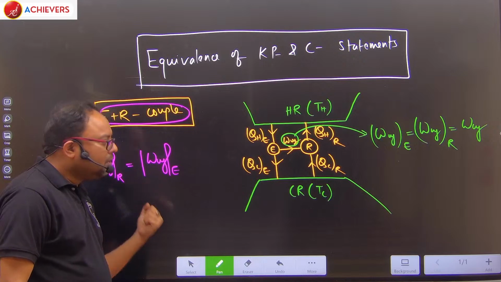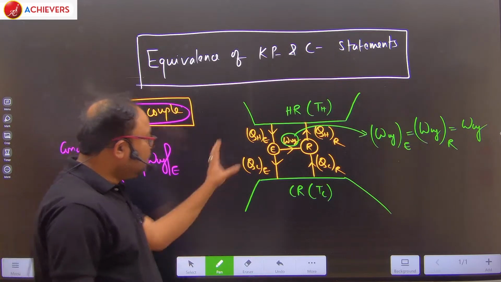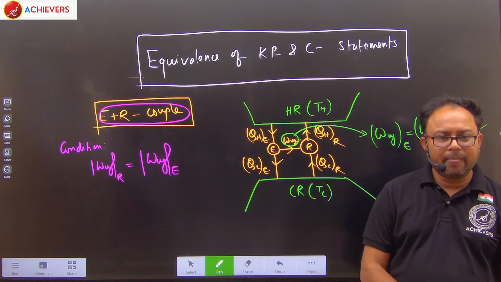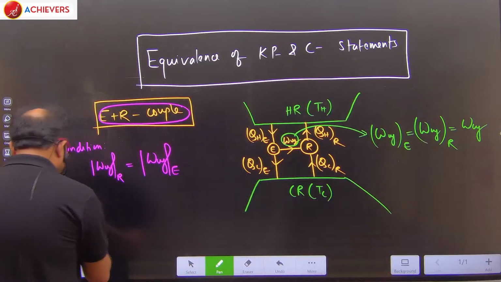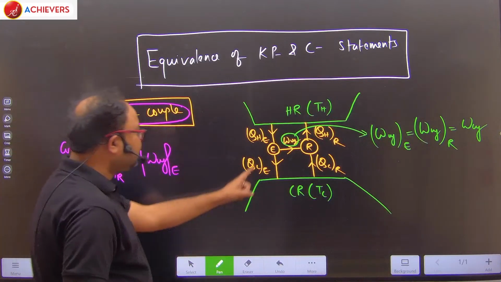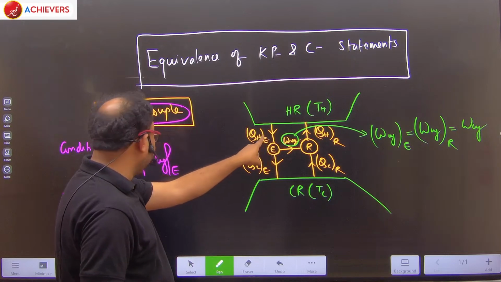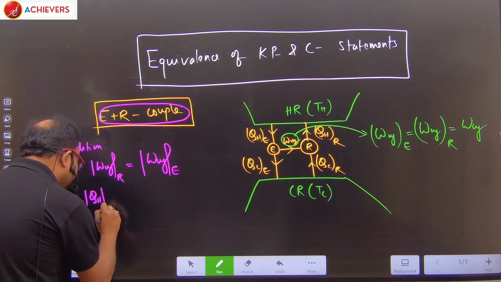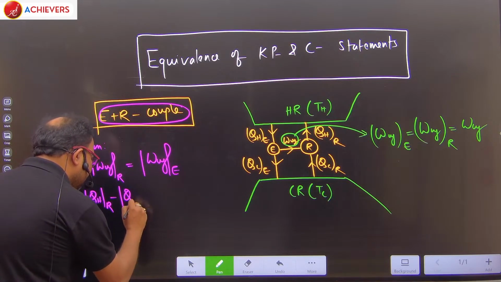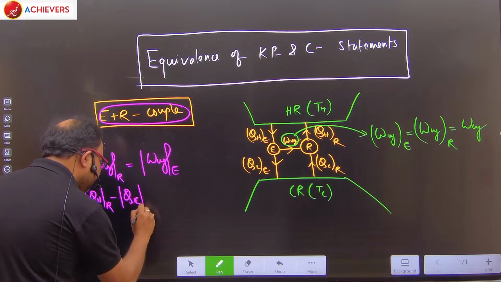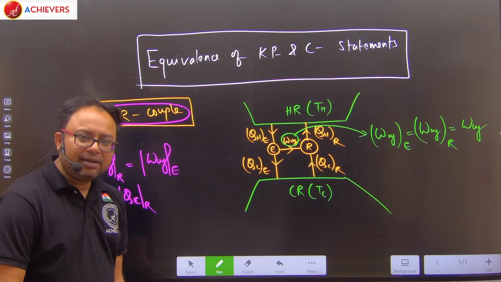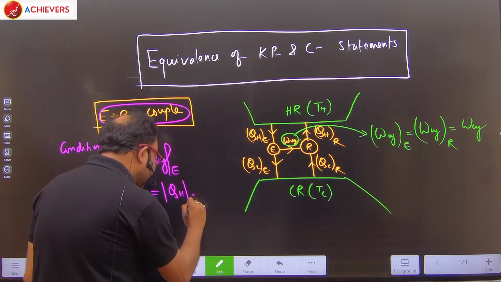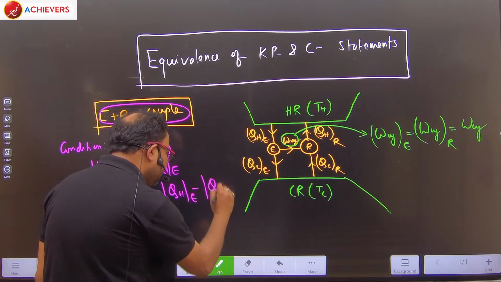Okay. So writing it in terms of mod, this is the mode of representation of the E plus R couple. And for that purpose, what do we have? See, what is mod W cyclic of the refrigerator? It's mod of QHR minus mod of QCR by definition. We know that. This is equal to mod of QHE minus mod of QCE.